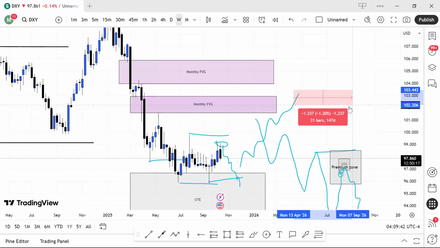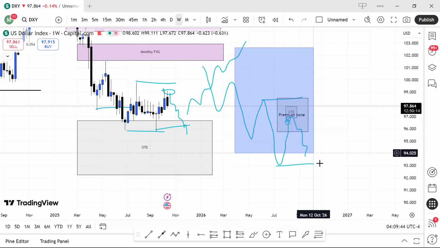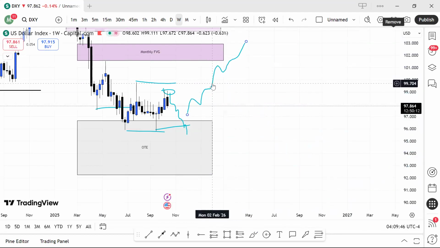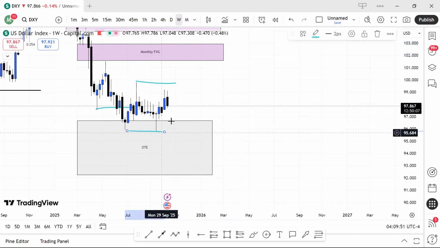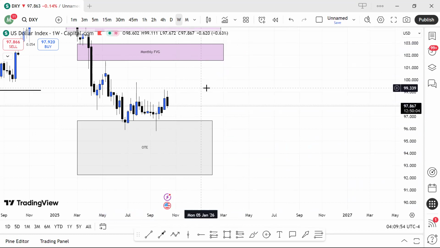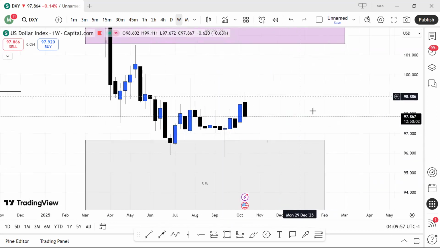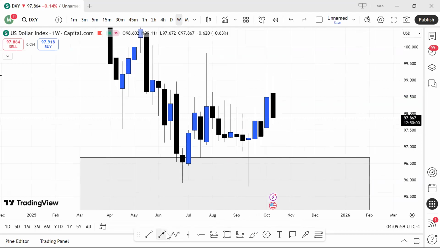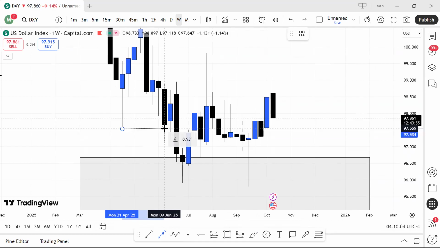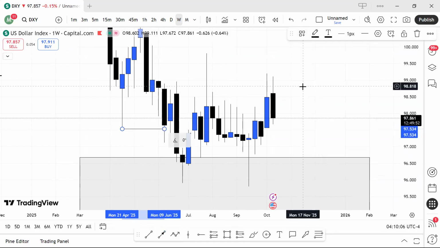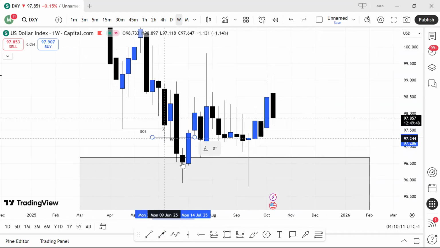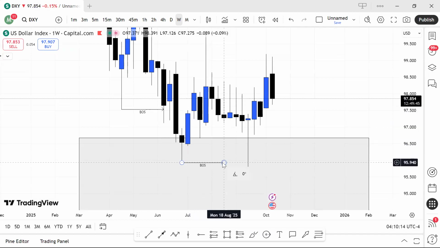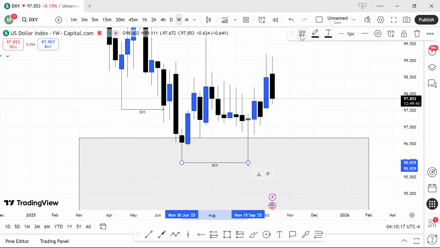So let's keep seeing some several confluences and see how this DXY is typically going to be looking like. After that, let's mark these breakout structures to the downside. So we've been breaking structures to the downside, which is showing a bearish movement. As we've been selling Euro USD as well and Pound USD.